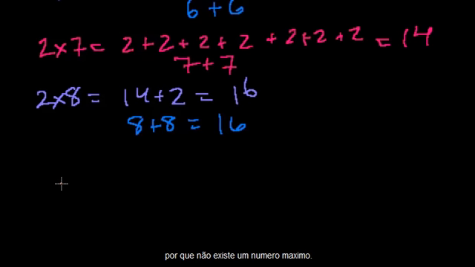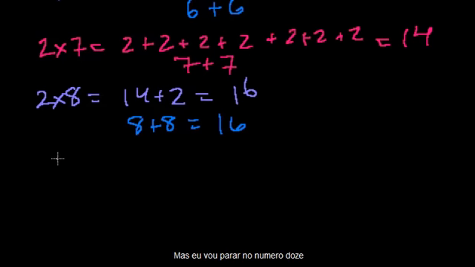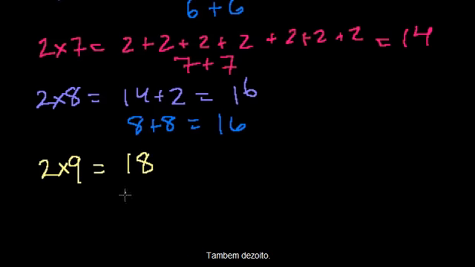Because there is no largest number. I could keep going, 2 times 9 times 10 times 100, times 1,000 times a million. But I'm going to stop at 12 because that tends to be what people need to memorize. But if you really want to be a mathlete, you might want to go up to 20. But let's go to 2 times 9. Well, that's going to be 2 more than 2 times 8. It's going to be 18. Or that's 9 plus 9, also 18.